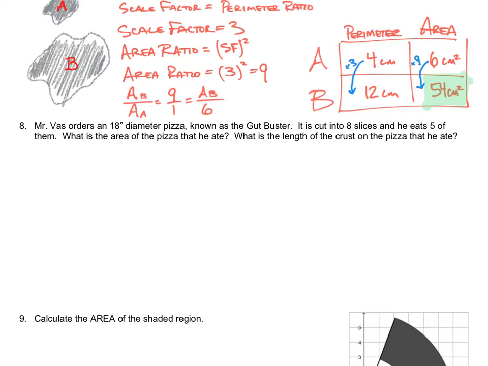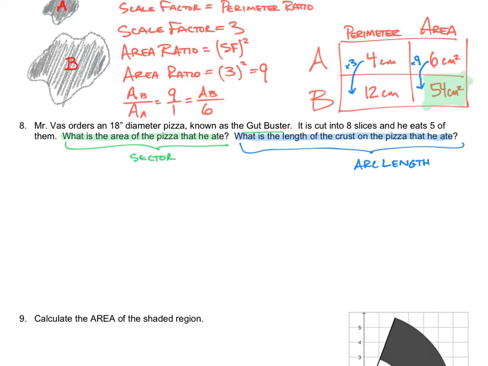Mr. Vass orders an 18-inch diameter pizza. It is known as the Gut Buster. It is cut into 8 slices and he eats 5 of them. What is the area of the pizza that he ate? What is the length of the crust on the pizza that he ate? Okay, so there's 2 different skills we're testing here. Number 1 is, can you find the area of a sector of a circle? And number 2, can you find an arc length?